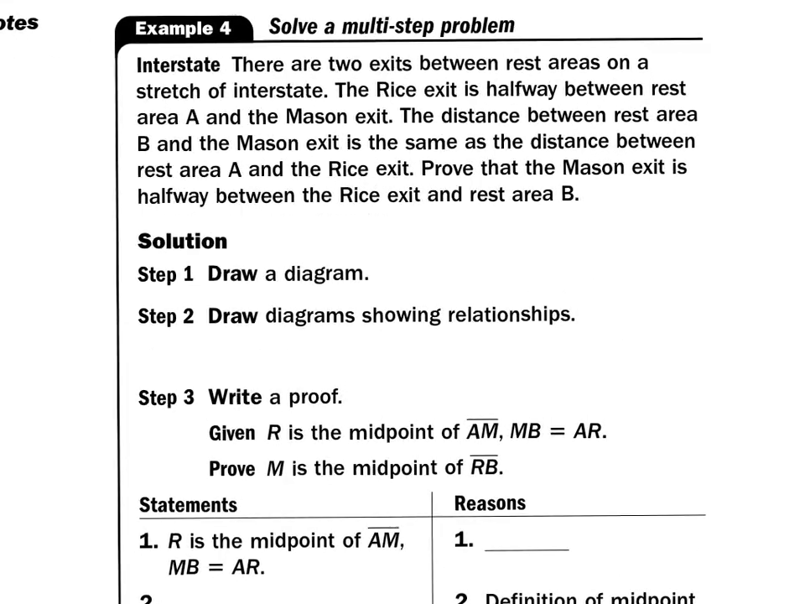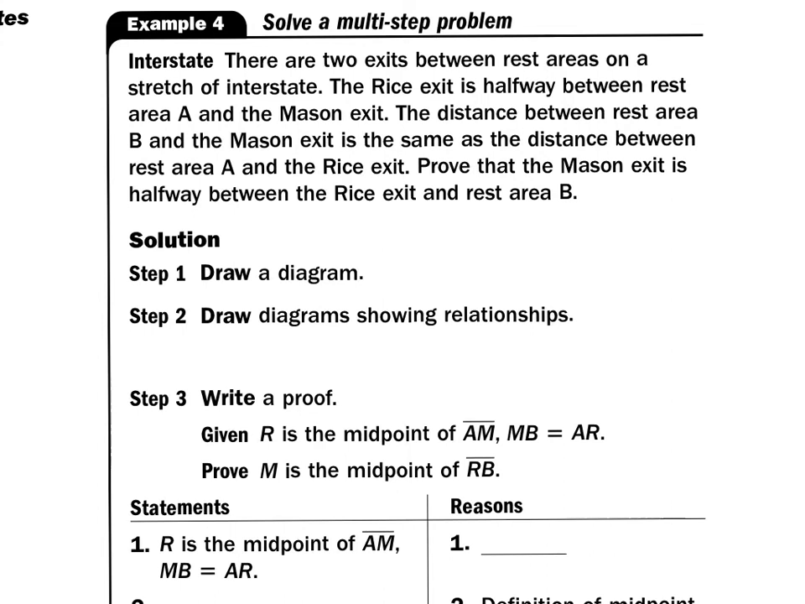Solve a multi-step problem. There are two exits between rest areas on a stretch of interstate. The Rice exit is halfway between rest area A and Mason exit. So let's start drawing our diagram. So we have halfway. So put a point in the middle, and then let's label all our points. A, Mason, and then Rice.